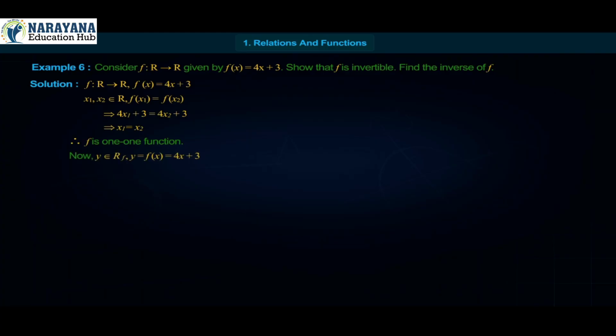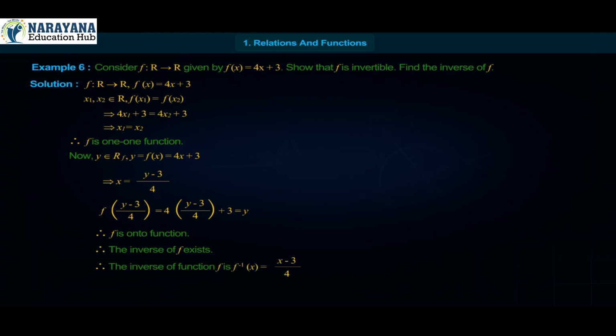Now, let y belong to R. y = f(x) = 4x + 3, which implies that x = (y - 3)/4. f((y - 3)/4) = 4 × (y - 3)/4 + 3 = y. Therefore, f is an onto function. Therefore, the inverse of f exists. Therefore, the inverse of function f is f inverse(x) = (x - 3)/4.